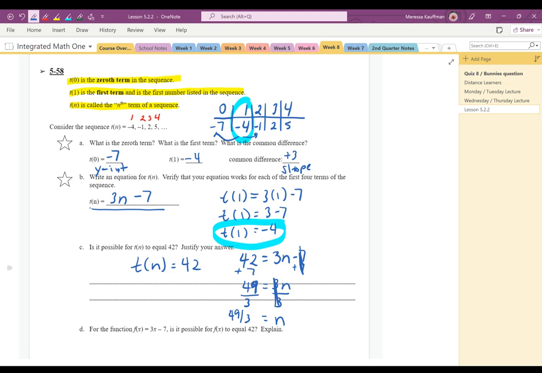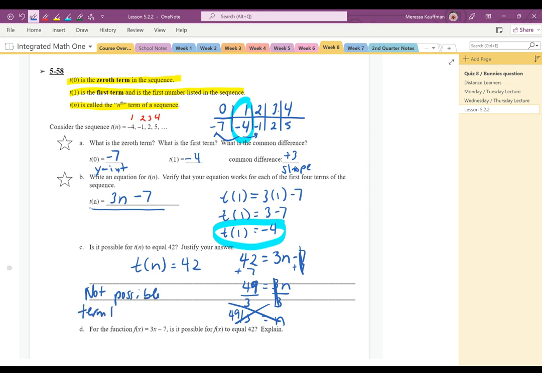So the question was, is it possible for t of n to equal 42? And my answer is going to be no. You'd be like, well, why? Because the term number that I should have found should have been a whole number. Remember, our term numbers are 0, 1, 2, 3, 4, 5, 6, 7. We do not use fractions for term numbers. So this does not work. So you would write not possible.